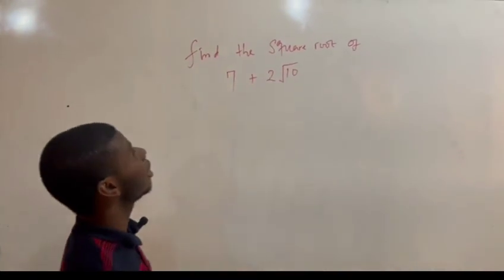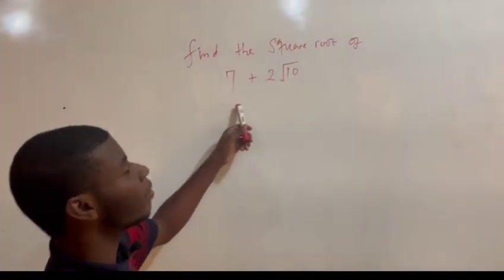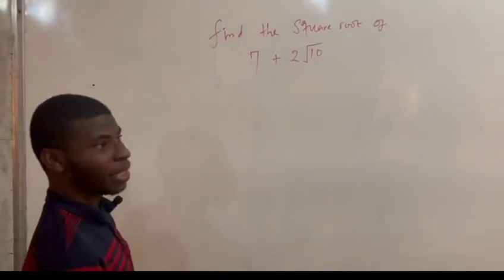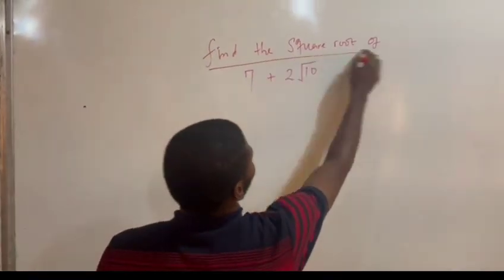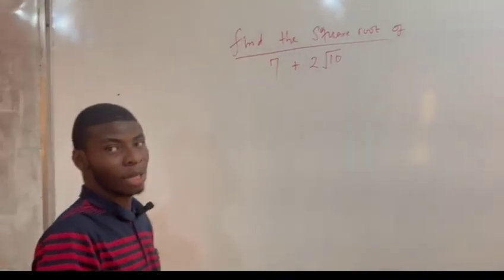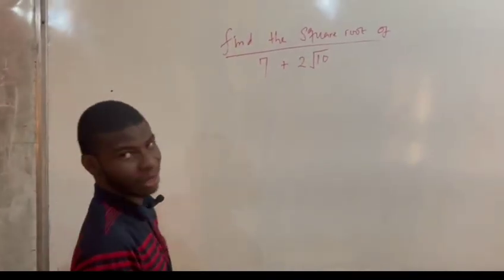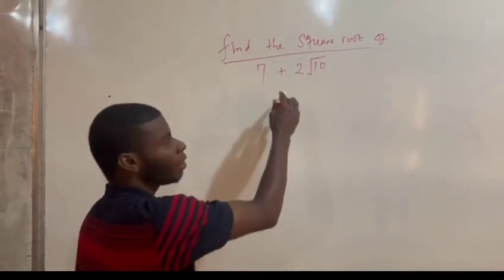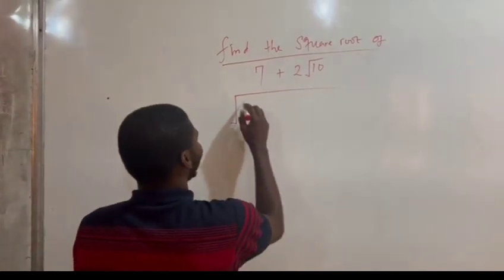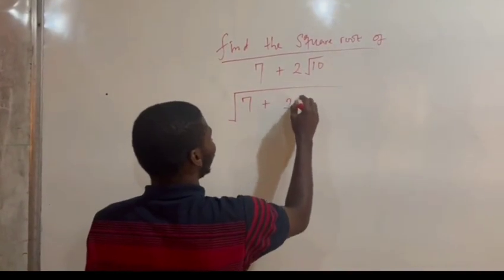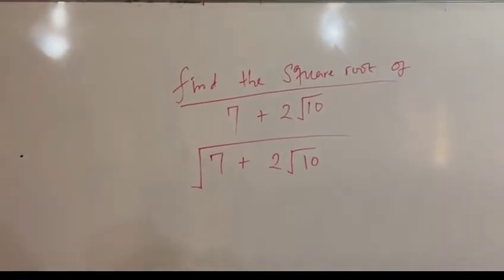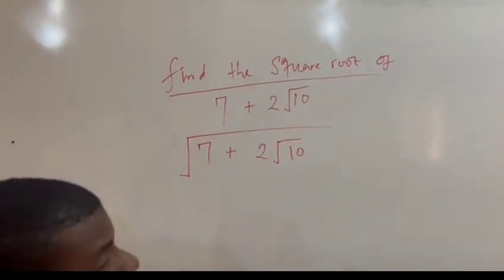Today, I'll be taking you through how you can find the square root of 7 plus 2 root 10. So, the first thing you need to do is, this is not an English word, right? You need to convert this into mathematical terms. So how do you convert this? They said find the square root of 7 plus 2 root 10. If I don't want to write this word, I can write this as the square root of 7 plus 2 root 10. This is exactly the same thing as this. So how do we find this square root of 7 plus 2 root 10?